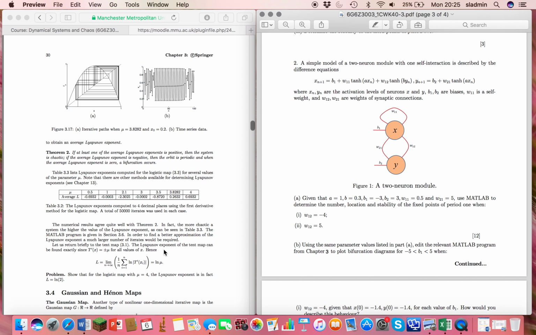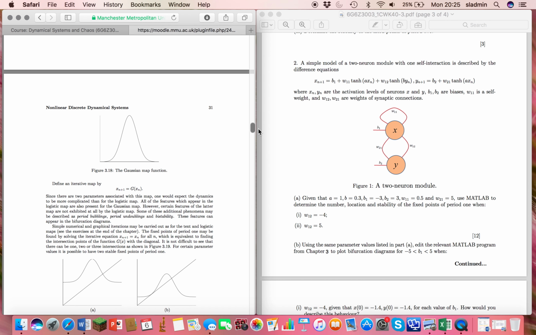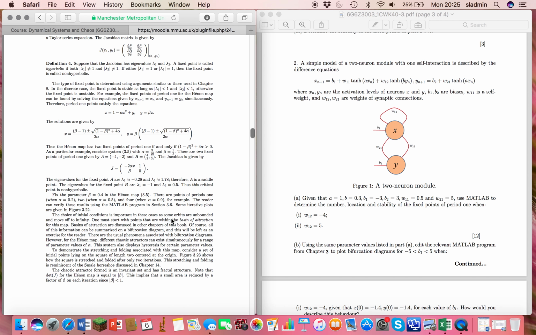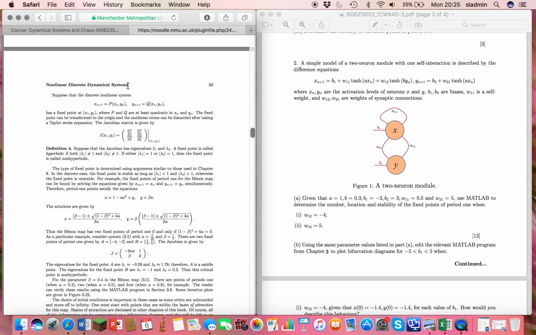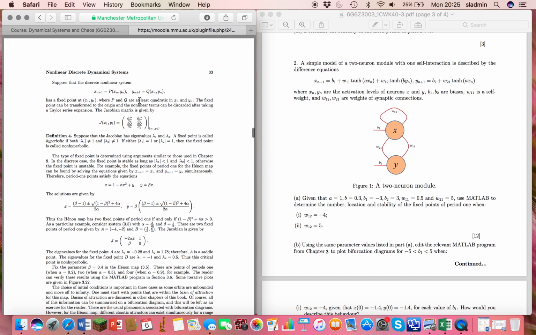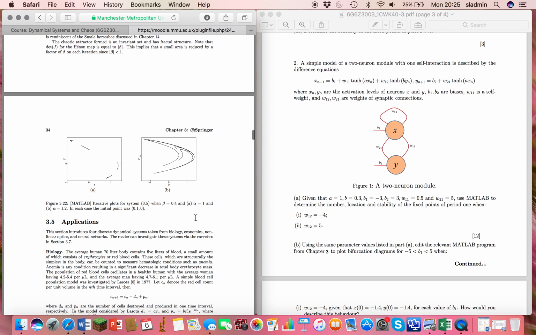we've got the Henon map, which is in the notes. So here is a Henon map, and again there's an example here. It is again a 2-dimensional map, and if you look in the notes it shows you how to determine the fixed points and how to use the Jacobian to determine the stability of those fixed points.